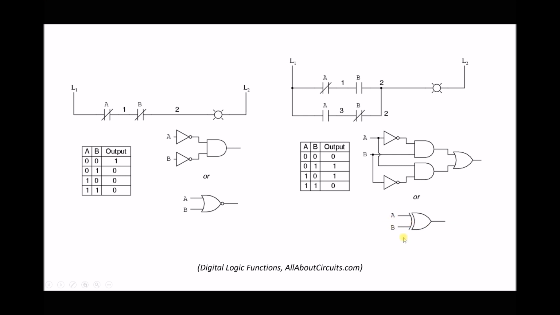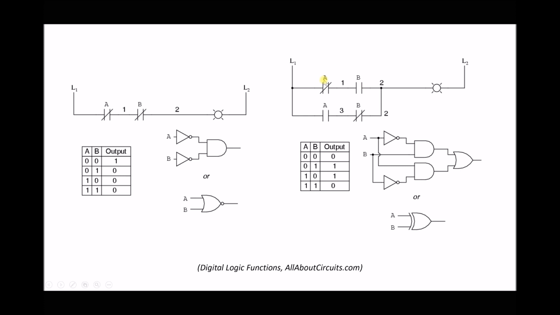This is exclusively OR. So if we look at our truth table, exclusively OR means it will only give an output signal if A on its own is activated or B on its own is activated. Unlike with the standard OR gate, activating A and B together does not give an output. So the way that that's achieved on our ladder diagram is using combinations of A's and B's on each of these rails of the ladder.